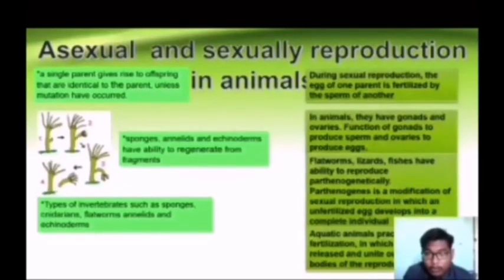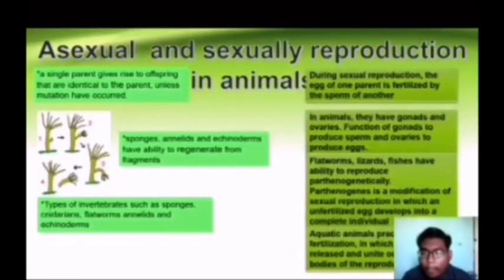Okay, for sexual reproduction, the egg of one parent is fertilized by the sperm of another. In animals they have gonads, testes, and ovaries. The function of the gonads is to produce sperm, and the ovaries produce eggs. When they combine, they become a zygote. Next, flatworms, lizards, and fish have the ability to reproduce parthenogenetically. Parthenogenesis is a modification of sexual reproduction in which an unfertilized egg develops into a complete individual.